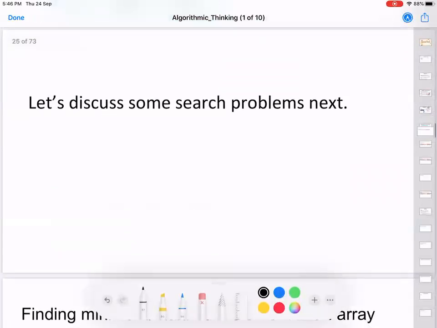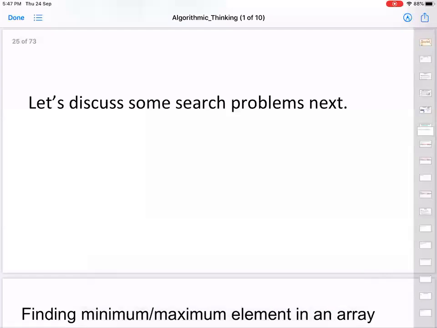Now, why we discussed sorting is because sorting is used in some popular search problems. So I'll hand over the session to Dr. Gupta, and she will discuss a few of these search problems and the different optimized versions of these search problems. So yeah, Gupta, please continue.